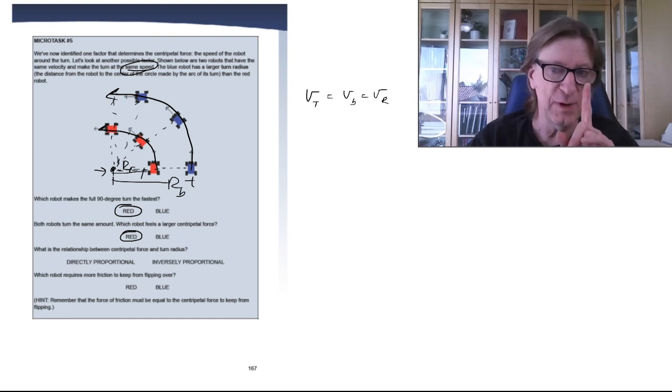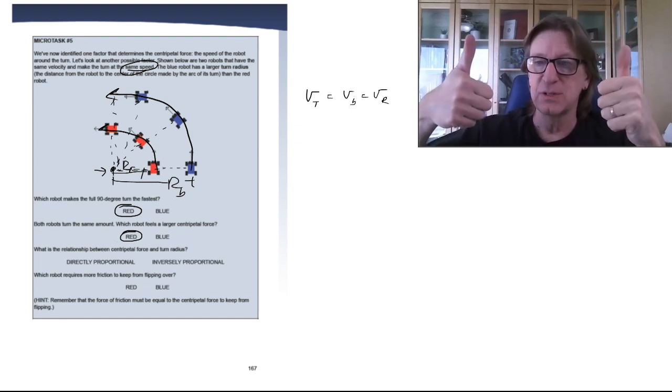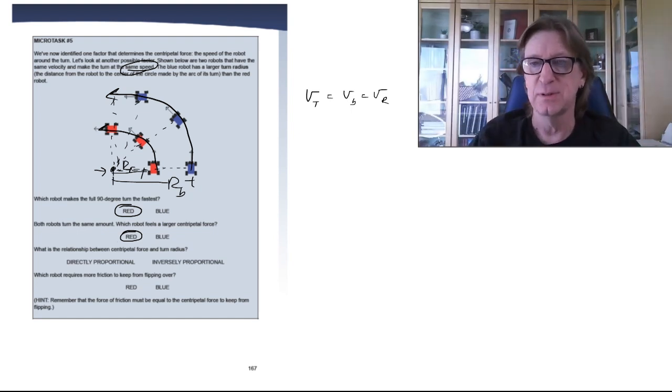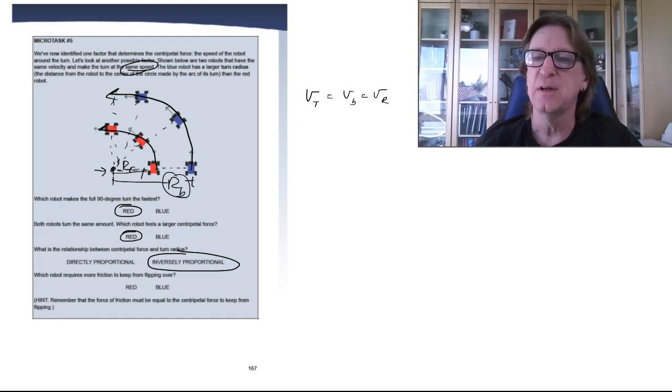Be very careful about this. Think about it. Don't just look at what we've circled here. So if I have a larger turn radius, do I have a larger centripetal force or do I have a smaller centripetal force? I must have a smaller centripetal force, so therefore they are inversely proportional. So you see that the blue robot has a larger turn radius, but it has less centripetal force. It's not making that turn as quickly.